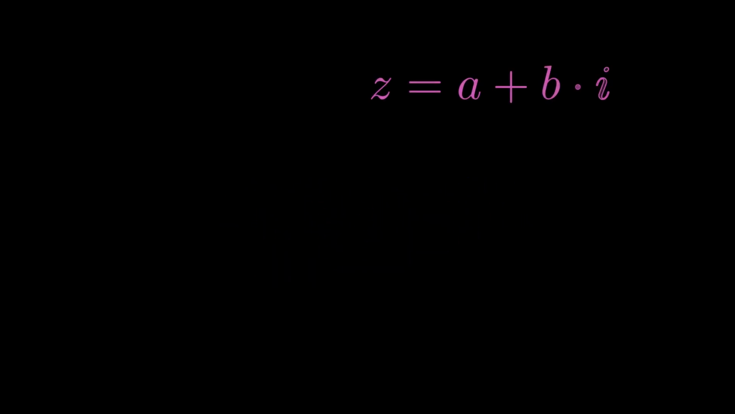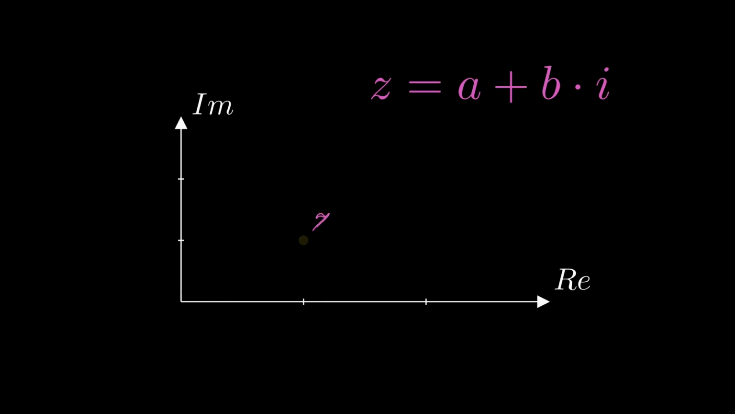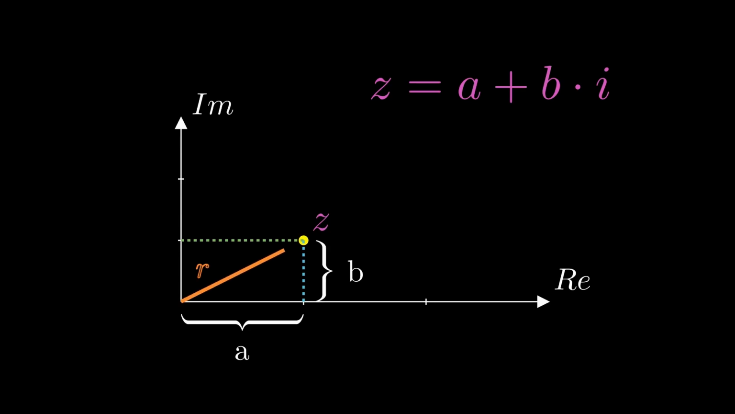Since a complex number has a real and imaginary part, we can plot it in the imaginary plane like this. There are also other ways of representing this number, for example, in the polar way. Instead of using a and b, we can use the length r and the angle theta. To write the polar representation, we need to remember what the definition of sine and cosine is. They are defined like this.